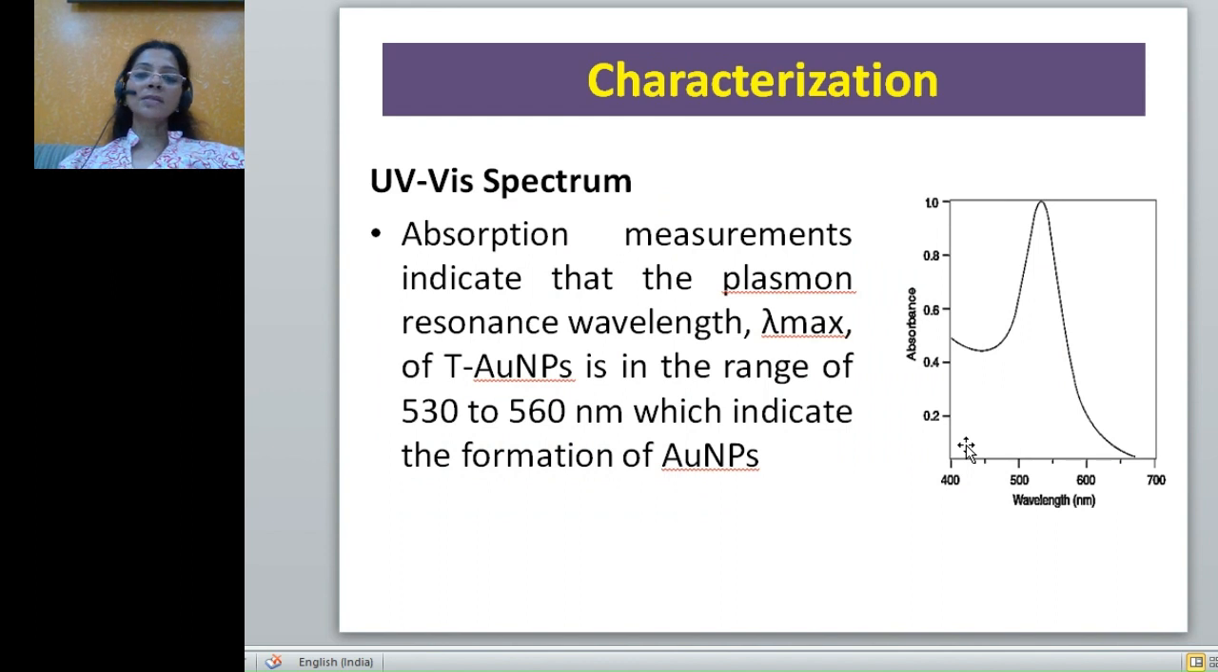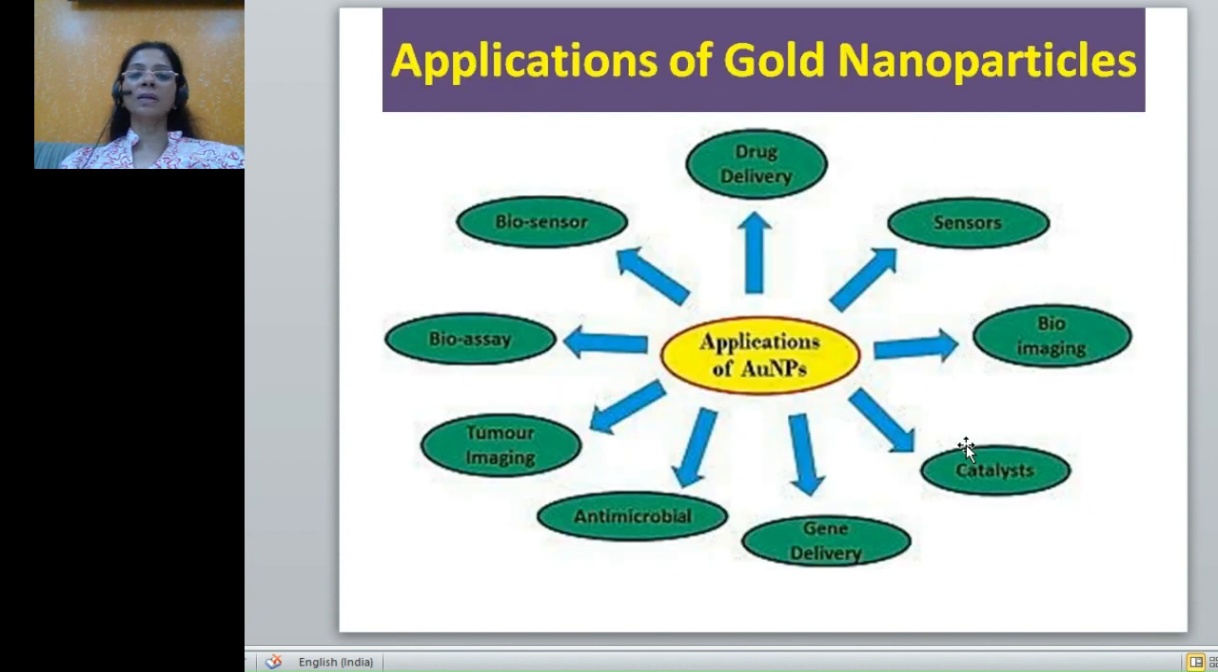Another way of characterizing it is by recording the UV visible spectrum. When we record the UV visible spectrum of the gold nanoparticles, if we observe the lambda max in the range of 530 to 560 nanometers, that also indicates the presence of the gold nanoparticles. So in the laboratory, we can do the characterization simply by adopting two methodologies: letting the laser beam pass through it, and recording the UV visible spectrum.